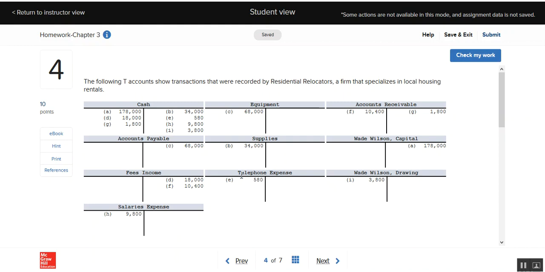Now to find the balance in a T account, I think the easiest way to explain this is to add both sides up and then take the difference, and the difference or the balance goes on the big side. So if we look at that cash account and we add all the debits, it looks like the debit side or the left side is $197,800. So that's the balance on the left. On the right, if we add the $34,580, $9,800, and the $3,800, it looks like it's $48,180.